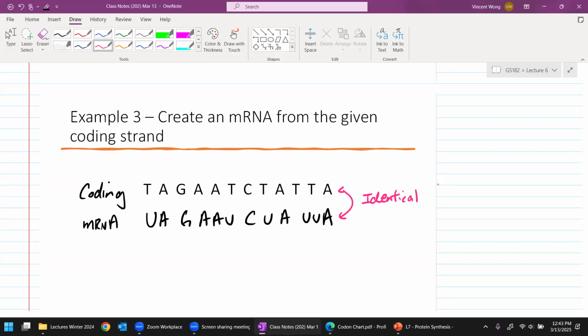What about mRNA? A, U, C, G. Why? Because mRNA is the same as coding, but T becomes U. And you have to understand this. If you get this first step wrong, the whole question will be wrong. Okay? And then the question is like 5 marks.